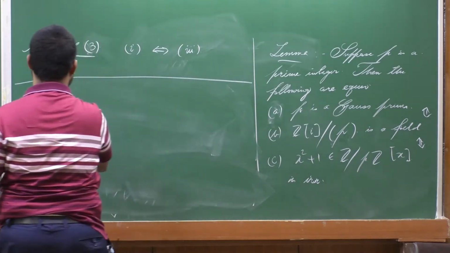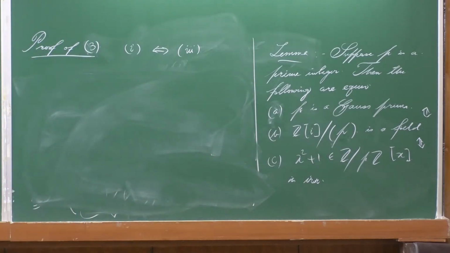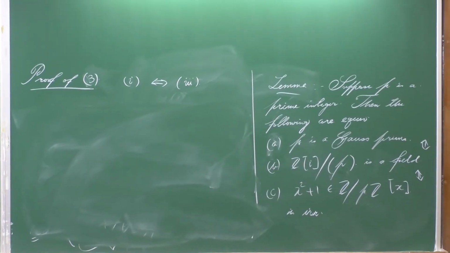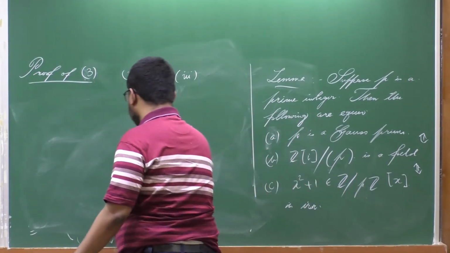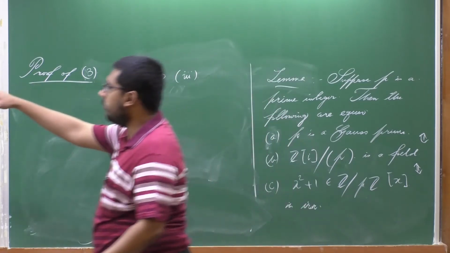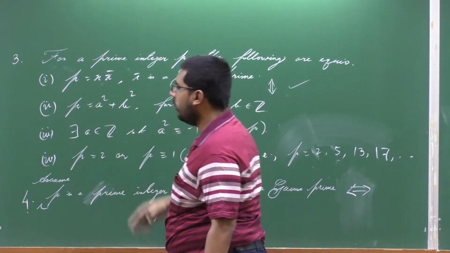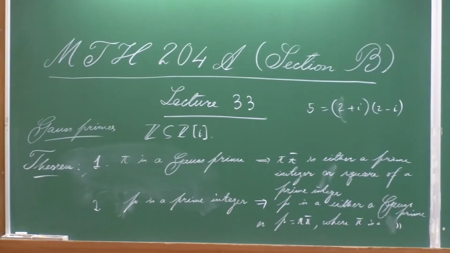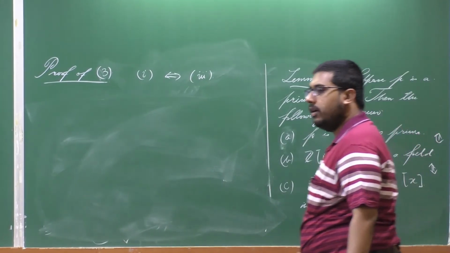I should now move to the desired equivalence of 1 and 3. So P is a Gauss prime. The negation of P being a Gauss prime is that P is not a Gauss prime, right? Because for P we do have only two possibilities. So this means P is not a Gauss prime. Therefore, in view of this equivalence, x square plus 1 is reducible over this field.